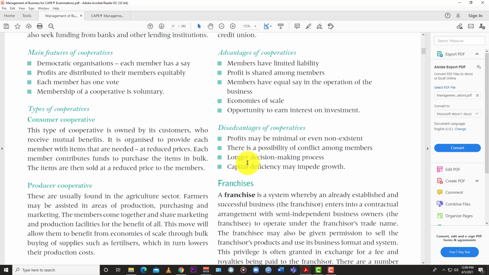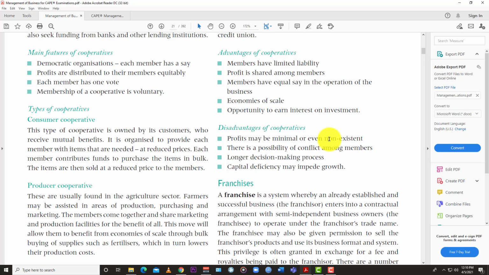Disadvantages of cooperatives: profits may be minimal or even non-existent. Like I said before, they're not there to fully take advantage of you as a member. Yes, they're going to make some profits, but the profits are not going to be exorbitant like the profits from a commercial bank, because the commercial bank is all about late fees, hidden fees, that fee, and so they just basically nickel and dime you. That's not how some of the cooperatives operate. Yes, a profit would be fine, but it's all about a mutual benefit that each member gets from being a part of that cooperative.